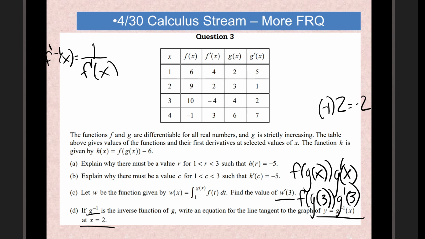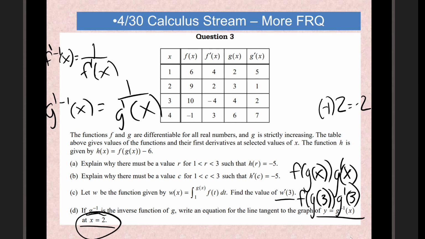The derivative of the inverse equals 1 over. So we're trying to find the derivative of the inverse of x, and so we're going to do 1 over g prime of the actual x value. So we need to find the actual x value. This is the input to the inverse, so I need to look at where this is an output of g, because this is an input to the inverse. And 2 is an output of g at x equals 1. So this is 1. And then I just do 1 over g prime of 1. G prime of 1 is 5. And so my slope of my inverse is 1 over 5.